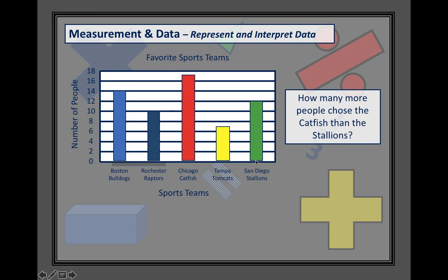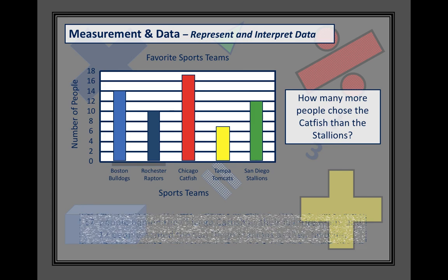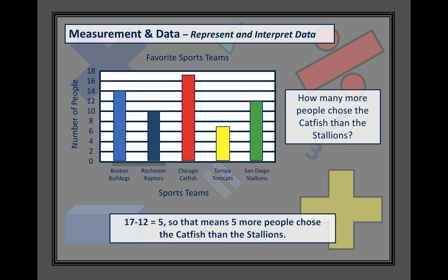When we look at the Stallions, we see that goes right up to 12. So 12 people have chosen the Stallions. So 17 people named the Chicago Catfish as their favorite team, and 12 people named the San Diego Stallions as their favorite. So to find out how many more chose the Catfish, we need to subtract. So in this case, we'll just subtract the 12 from the 17. So that's a pretty basic problem, and we have 17 minus 12 equals 5. So that means that 5 more people chose the Catfish than the Stallions.